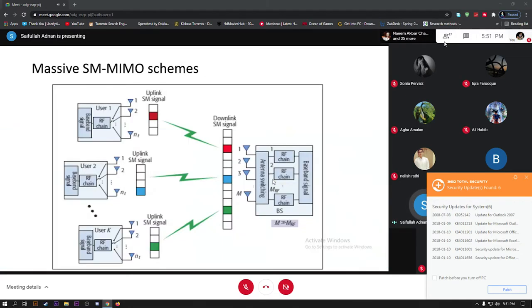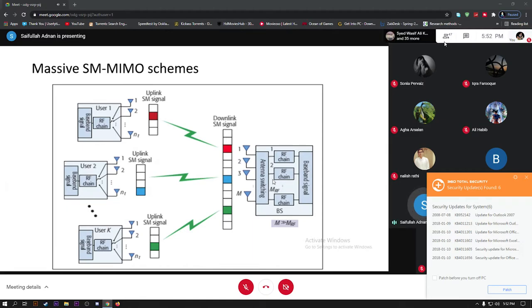Here is the massive SM. SM stands for Spatial Modulation MIMO system. And spatial modulation is a very important modulation technique which is used in upcoming 5G communication.